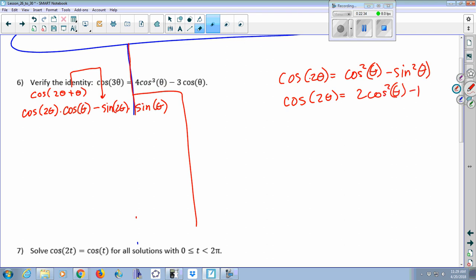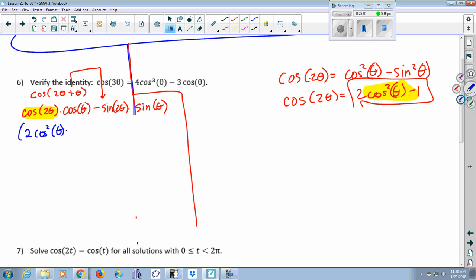Right? So why not use that one? We'll substitute that right in here. Notice it's being multiplied by cosine of theta, so we're going to use a distributive property. Let's substitute this whole thing right here. We're going to take this whole thing and replace it with cosine of 2 theta, all in parentheses: 2 cosine squared theta minus 1 times cosine of theta. So that's what that first term now looks like with the substitution.